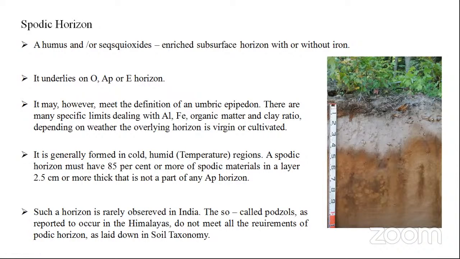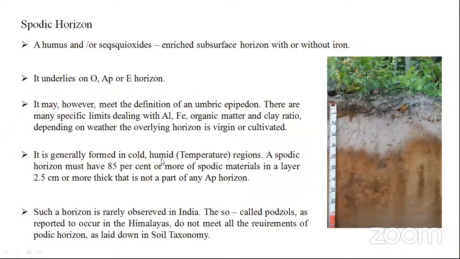There are some specific limitations when we deal with aluminium, organic matter and clay ratio, and the weathering of the overlying horizon, which is virgin or cultivated. So due to this, sometimes it may reach up to the umbric epipedon. In general, where does it form, and what climatic conditions are required for this?